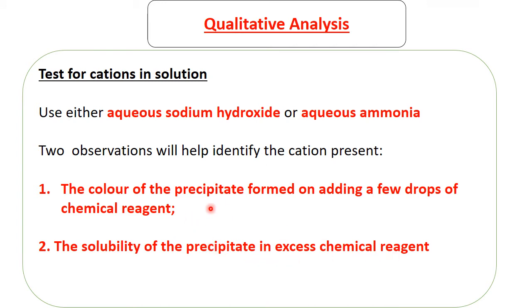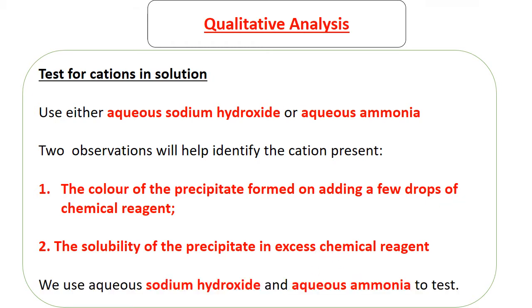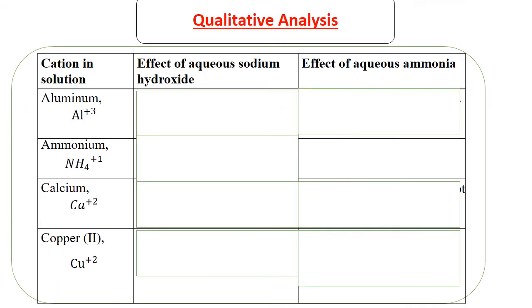So add a few drops to see the color of the precipitate, then add more of either reagent. Usually what happens is, if you add more, the precipitate forms what are called complex salts, which are either soluble or not. So the solubility of the precipitate in excess reagent is going to tell you more about the cation. Let's take a look at some cations.